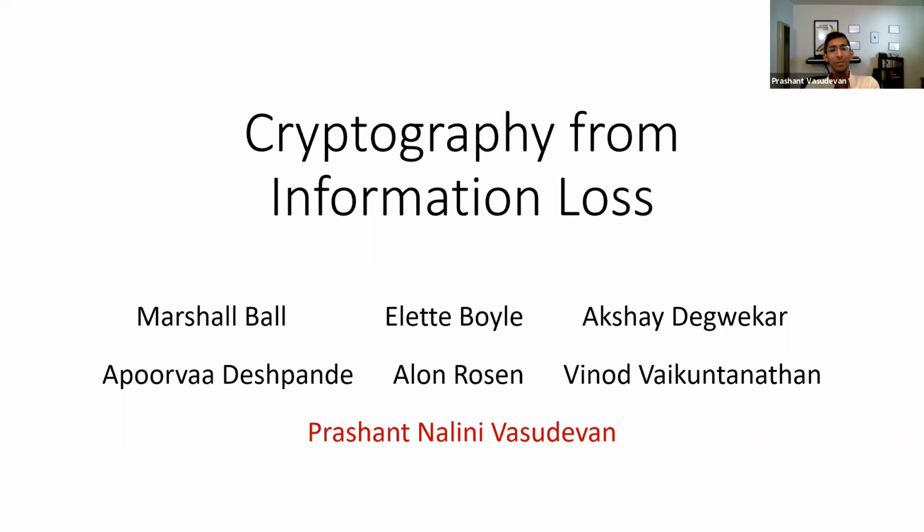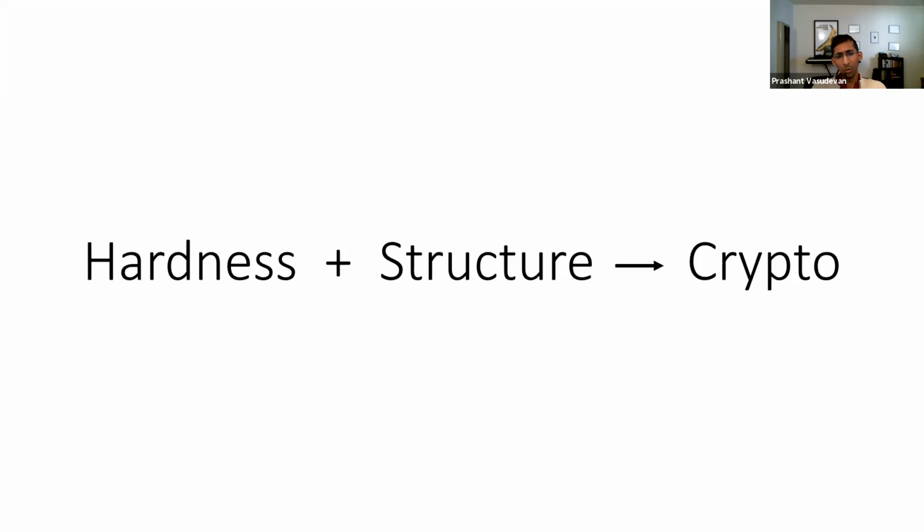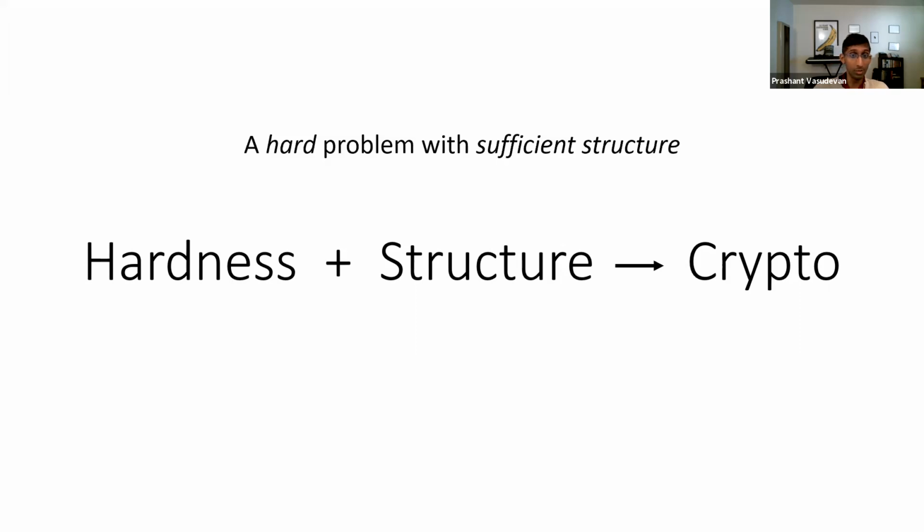Like Sarah was saying, I'm going to tell you about this work that we did last year sometime, studying information loss and cryptography. It was done with a lot of different people, as you can see here. And the starting point for all this was this postulate that cryptography is essentially hardness with structure. To do any kind of cryptography, to get from even the simplest primitives like one-way functions all the way to functional encryption, whatever you want, you need a hard problem with sufficient structure.